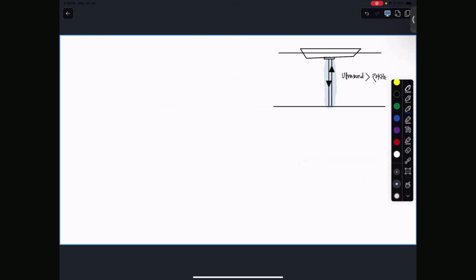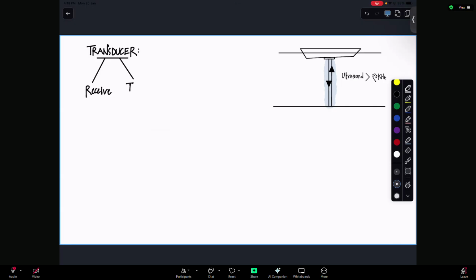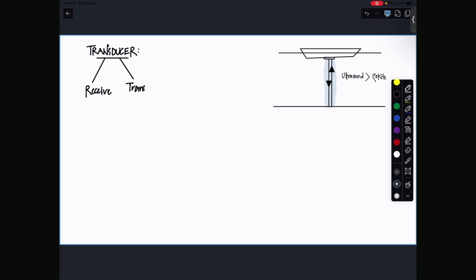So the first component that we have is called a transducer. So what's a transducer? Transducer is not just for ultrasonography. It's basically an electrical device that can do two things. It can receive signals, and at the same time, what can it do as well? Transmit. And this is very important for our ultrasonography. I'll show you in a minute. So any device that can receive and transmit is called a transducer.